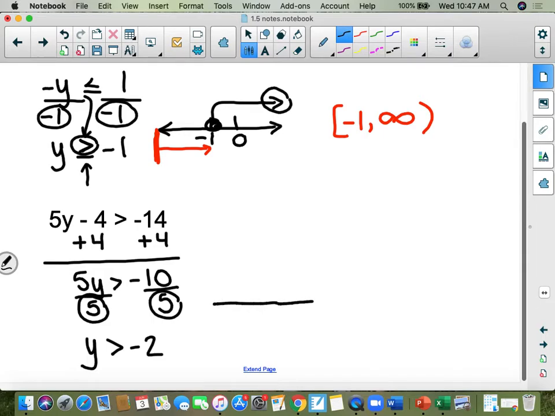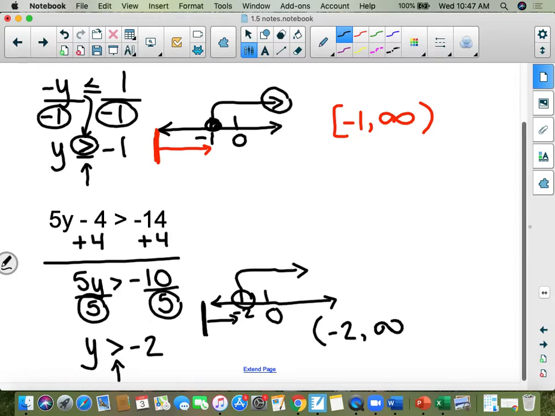I solved it. Now I'm going to graph it. Here's 0. Here's approximately where a negative 2 would be situated. Notice right here that there is no line underneath it, so it has to be an open circle. Notice that it's facing to the right, so my arrow has to be in the same direction as my inequality. I always start right here, and my first answer is a parenthesis, a negative 2 to infinity. Final answer.